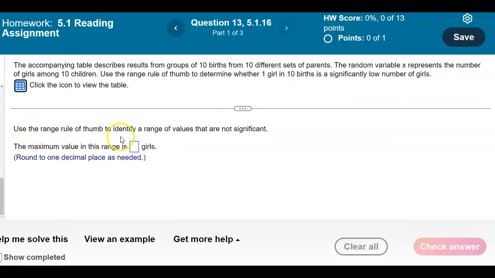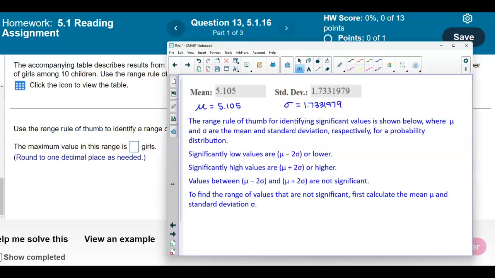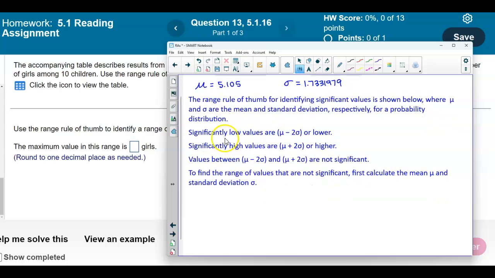We want to use the range rule of thumb to identify a range of values that are not significant. So the range rule of thumb for identifying significant values is going to be shown below, where we have the mean and the standard deviation for the probability distribution. So remember that significantly low values is where we take the mean and subtract 2 times the standard deviation. Significantly high values are the mean plus 2 times the standard deviation or higher, and then values that are in between are not significant. So to find the range of values that are not significant, first calculate the mean and the standard deviation, which is what we did.